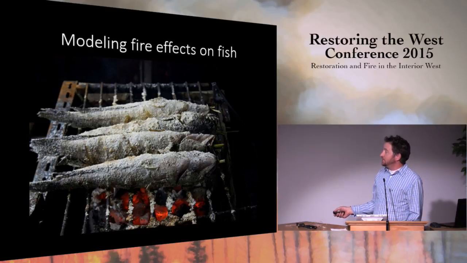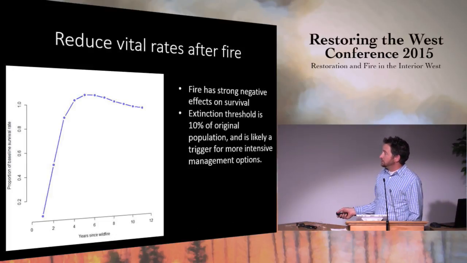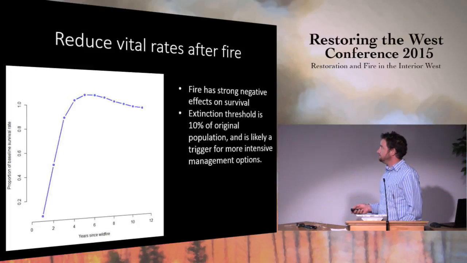And this is how I adjusted the vital rates for fire. So you can see, similar to the graph I showed earlier, that in the first year after the fire, the survival rate has been reduced about 90%, after which it recovers until in several years after the fire, it's actually higher than it was in pre-fire conditions.